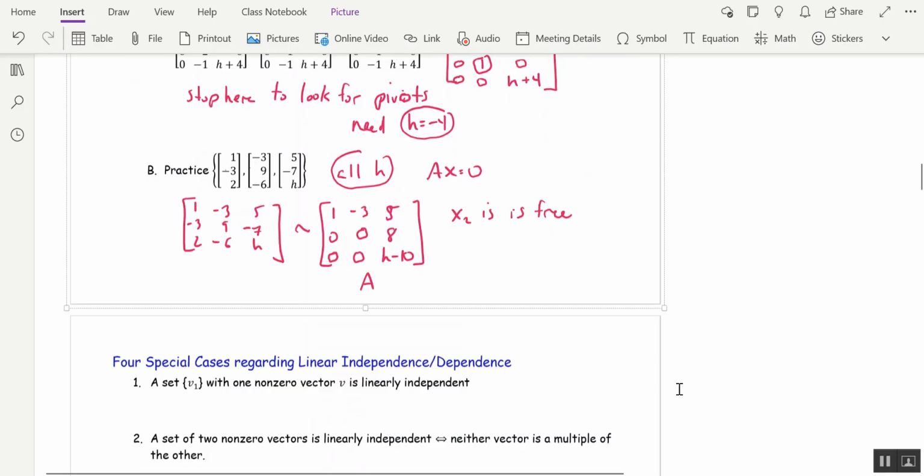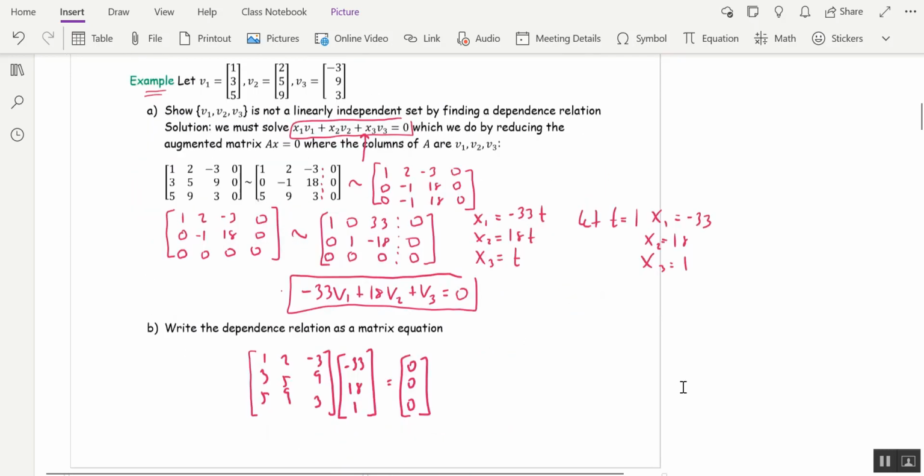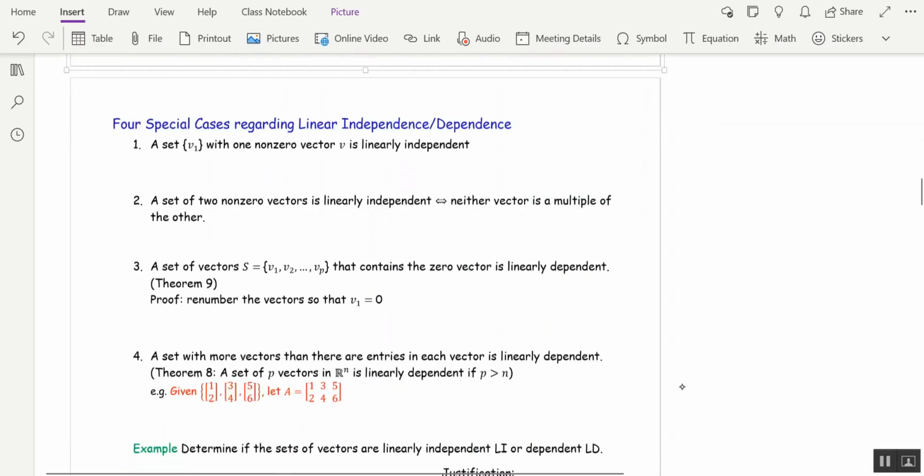4 special cases regarding linear independence and dependence. So as these examples above illustrate, when you've got vectors, let's say 3 vectors in R3, it's usually not obvious if they're linearly independent or linearly dependent. You usually have to do a matrix reduction to answer that question. So you can't just stare at them and say, oh, I know the answer. There are 4 exceptions to that. And these are the 4 exceptions where you can just look at the set and say, I know the answer.